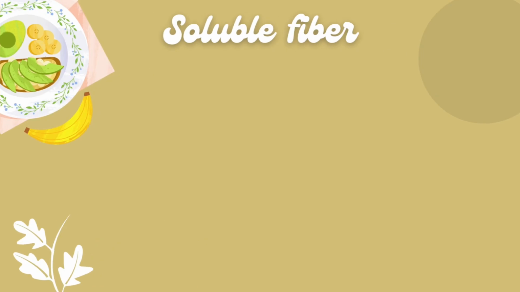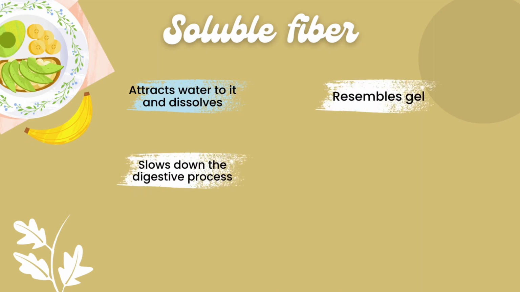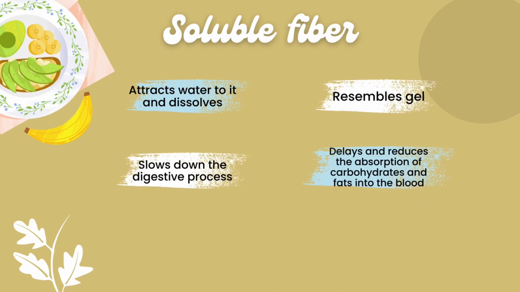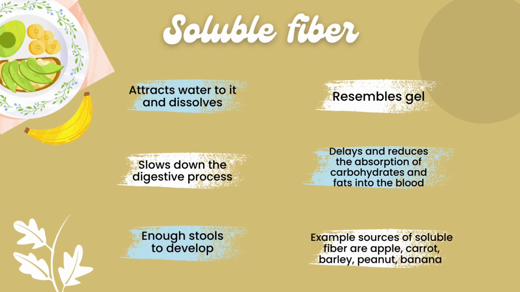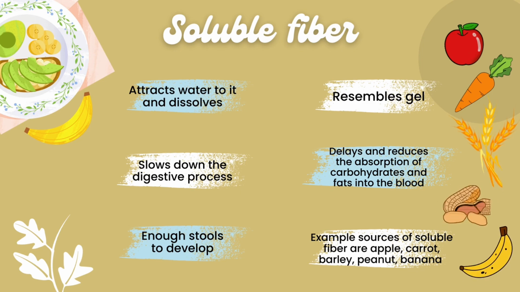Soluble fiber attracts water to it and dissolves in it, creating a material that resembles gel. It slows down the digestive process, which delays and reduces the absorption of carbohydrates and fats into the blood. Slowing down the digestive process gives enough time for large enough stool to develop. Example sources of soluble fiber are apple, carrot, barley, beans, and many more.